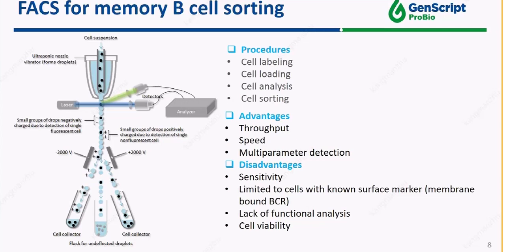But if your cell of interest does not have a known or specific cell surface marker, then you can't really use FACS for those types of cells. And typically it lacks functional analysis as well, and the cell viability can be compromised by the labeling and the sorting process as well.